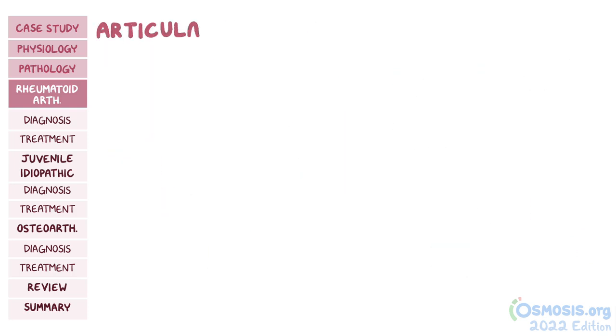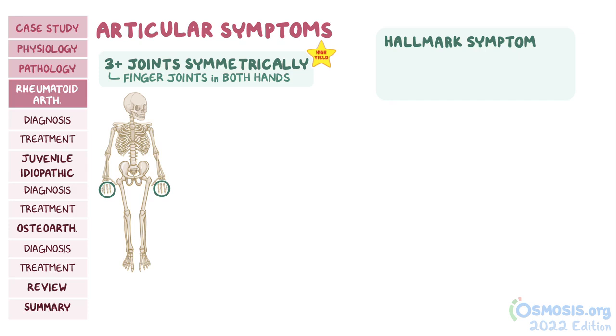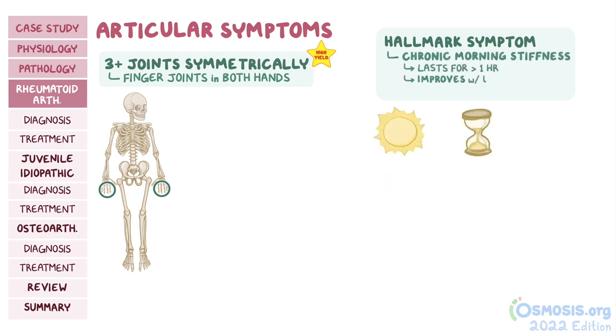Now, when it comes to articular symptoms, rheumatoid arthritis typically involves 3 or more joints symmetrically, meaning the same joint groups on both sides of the body, like the finger joints in both hands, for instance. The hallmark symptom of rheumatoid arthritis is chronic morning stiffness that lasts for over an hour, improves with use, and has lasted for more than 6 weeks.